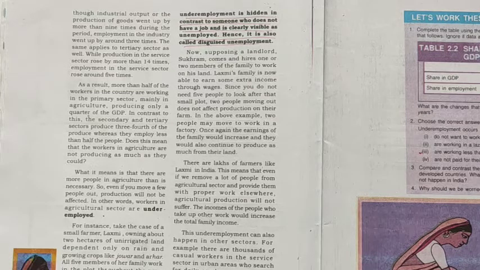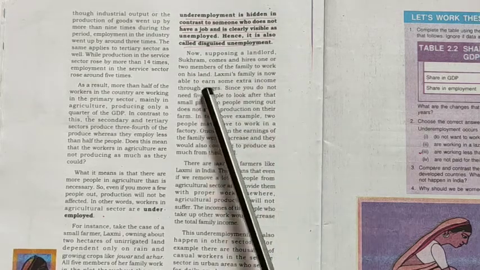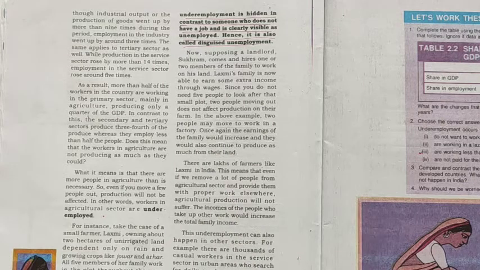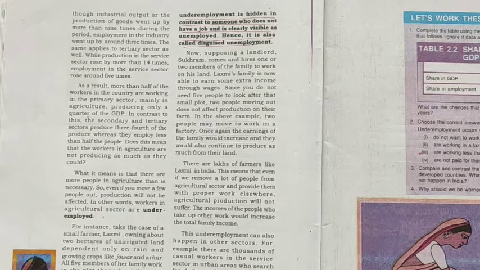Now, supposing a landlord, Sukram, comes and hires one or two members of the family to work on his land. These two members are now earning by working. It would bring some income to the family, and besides that, they are still producing from their land in the same amount, as the two members' absence did not affect production on their farm. So the other three members of the family are still working and still producing the same amount of production. This situation of unemployment does not happen only in the primary sector. It can also happen in other sectors as well.